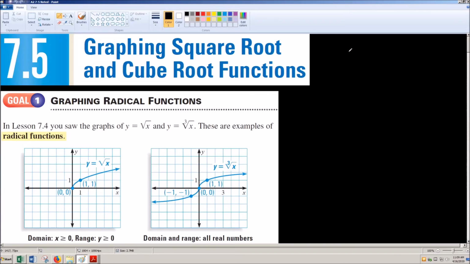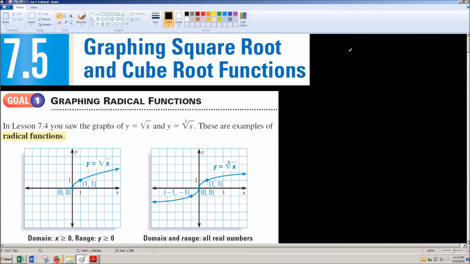Time for some more graphing fun. Here we're looking at square root and cube root functions. Like all the graphing we've done in the past, we're going to have a high level understanding of what we are looking for in terms of each of these graphs, and then we're going to follow the same steps every time. Hopefully once we see a couple of these, it becomes easy to do the vast majority of them.